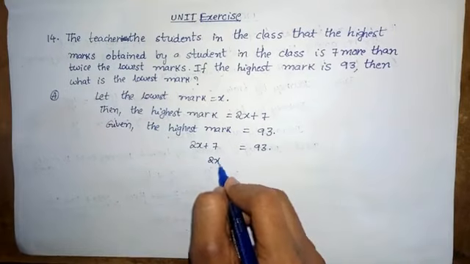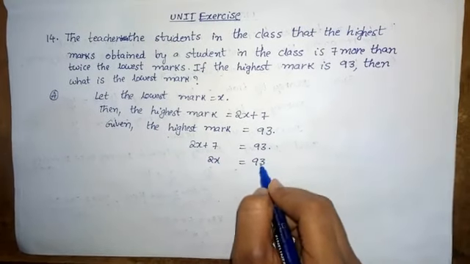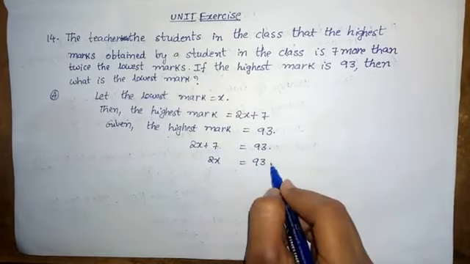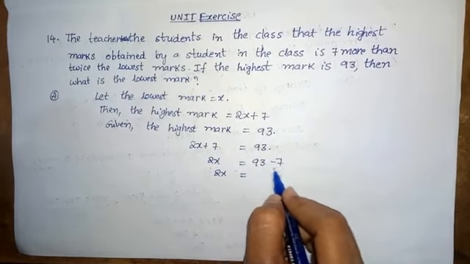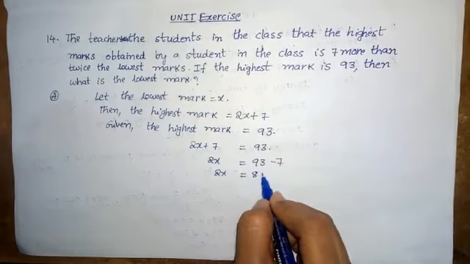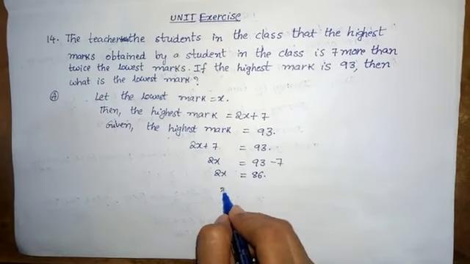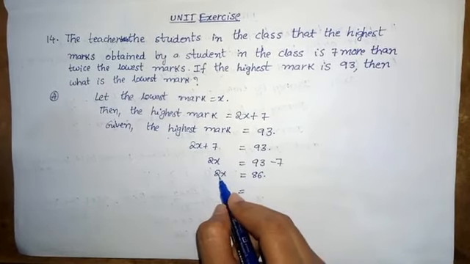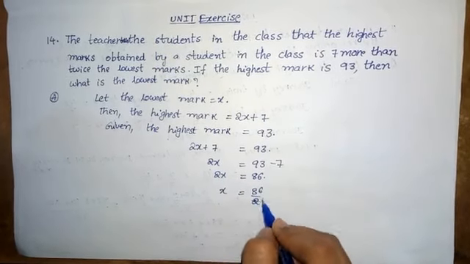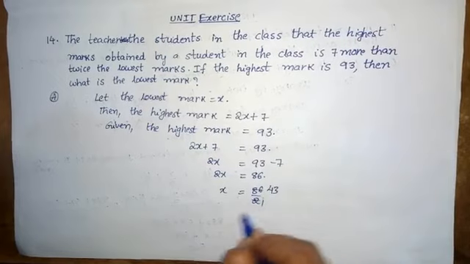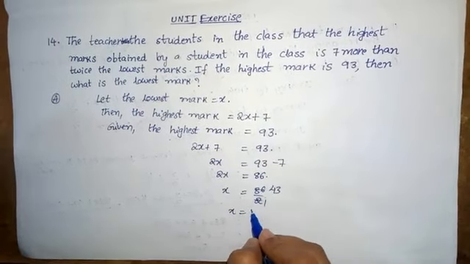So from this, 2x is equal to 93 plus 7, it is moving to the right side as minus 7. So 2x is equal to 93 minus 7, which becomes 86. So find out the x. So x is equal to, 2 is moving to the right side as division, so 86 by 2. 2 ones are 2, 2 fours are 8, 2 threes are 6. So x is equal to 43.